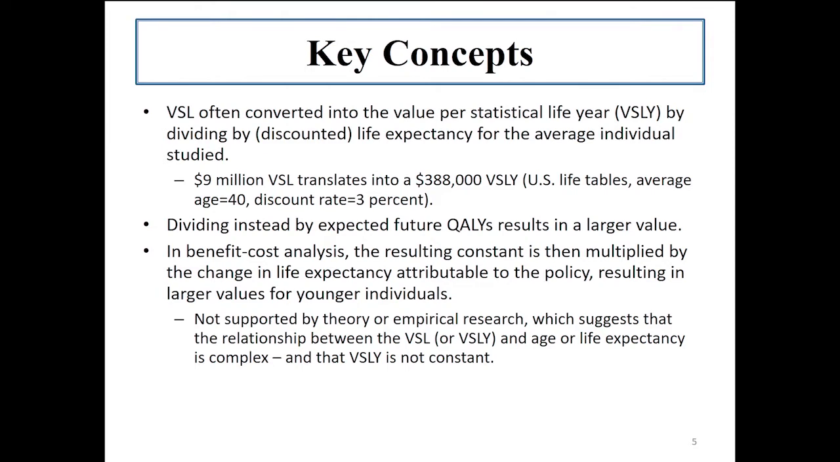All of the things I just said, even in the U.S., the research is a little bit inconsistent. We're not entirely positive that that's the pattern that these values follow, but it does suggest that this approach of taking a constant and multiplying it by the number of life years remaining is only a rough proxy for how people really value these risks.